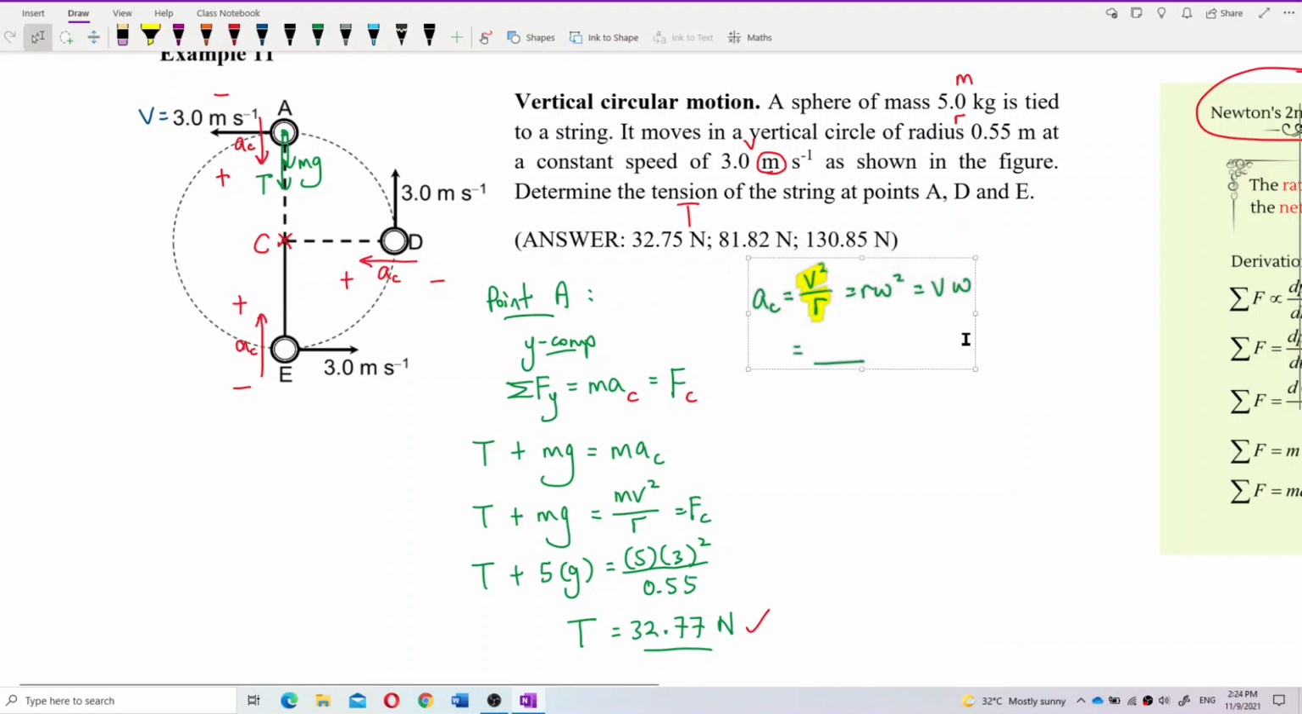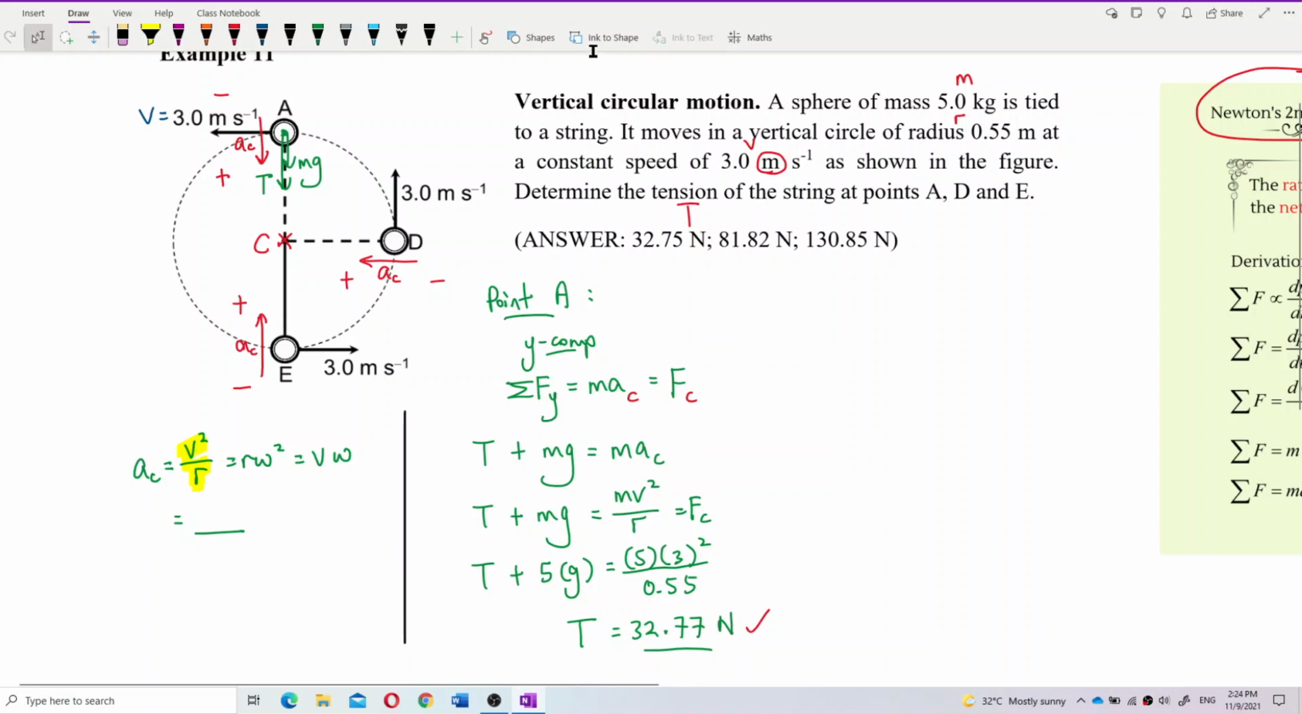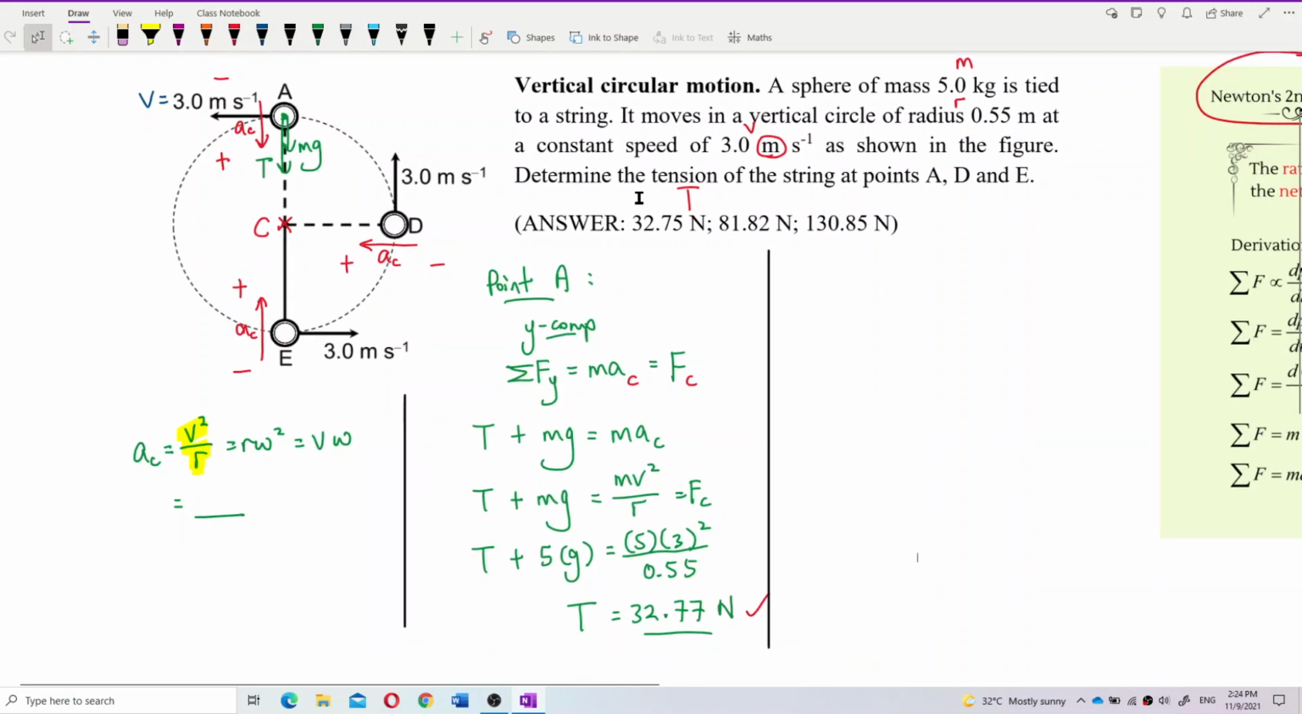I want to carry this one to this side. Now, I want to separate this. I want to do the next point. So now let's do point what? Point D. Let's do point D.